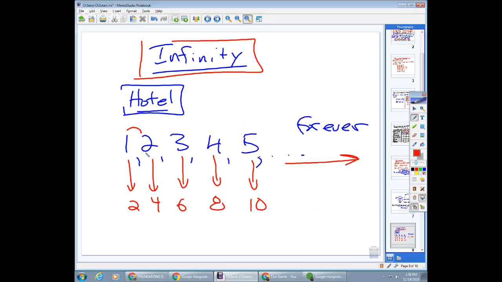It turns out there really are as many even numbers as there are whole numbers. At first glance, it looks like there should be twice as many whole numbers, but really there aren't. It's the same level of infinity. And as far as fractions go, even though there's a ton of fractions in here and in there and in there, there are just as many fractions as there are whole numbers. And there are really weird ways to prove it.